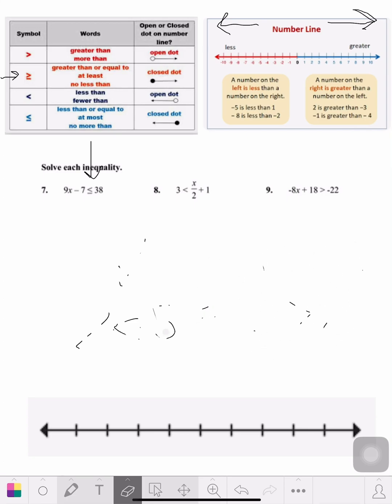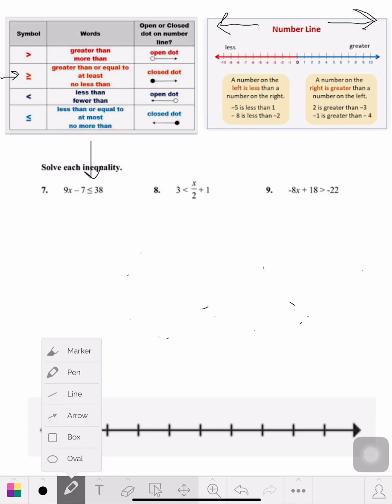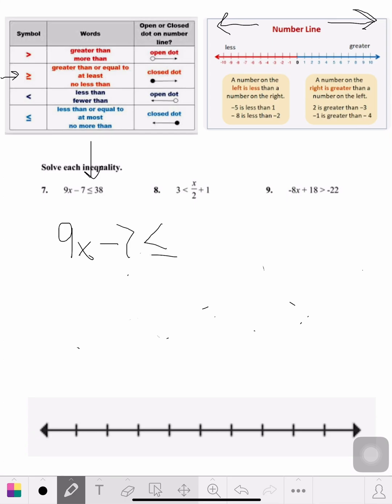Okay, and then I'll start one of the equations. I'll start with the first one. And I'll go nice and slow, and you'll see, wow, this is easier than I thought. Because it really is. It's almost going back to the same thing we were doing before. Okay? So I'm going to rewrite this. I'm going to write 9x minus 7 is less than or equal to 38.